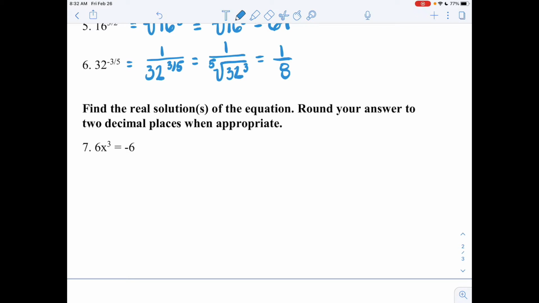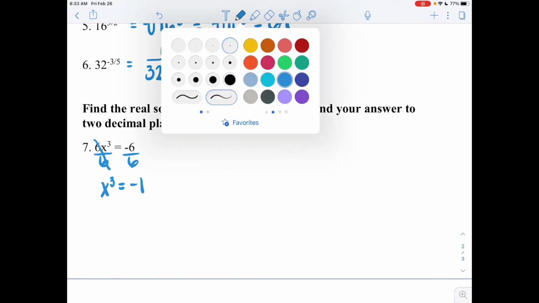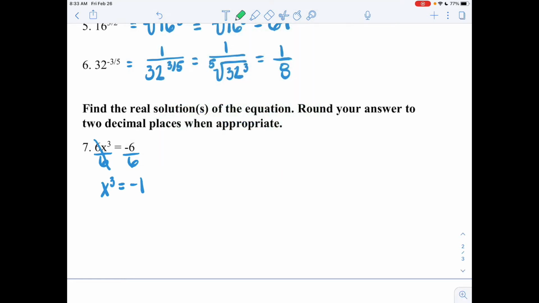If I want to solve 6x to the third is equal to -6, the first thing I would do is go ahead and divide by 6 to get the x to the third isolated by itself. So the 6's will cancel, and I'm left with x to the third is equal to, well, -6 divided by 6 is just going to be a -1. And now I want to figure out what x is. I know what x to the third is, but I want to know what x is.